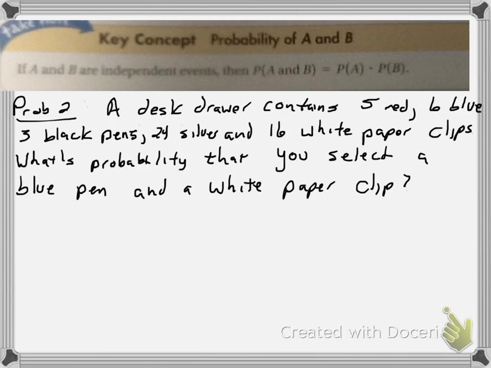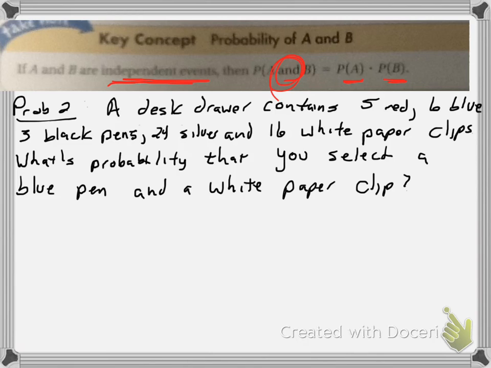Problem 2, they're talking about probability of A and B. If A and B are independent events, so they don't affect one another, the probability of A and B is the probability of A times the probability of B. So the key word here is and.